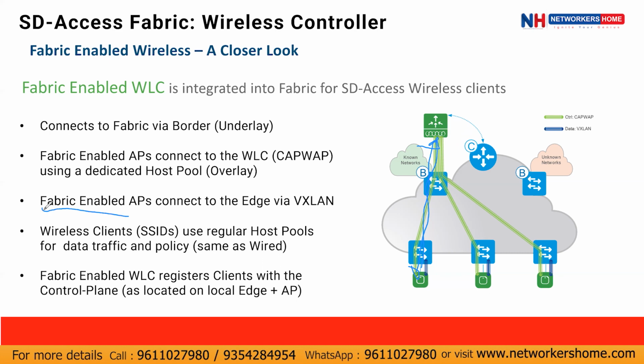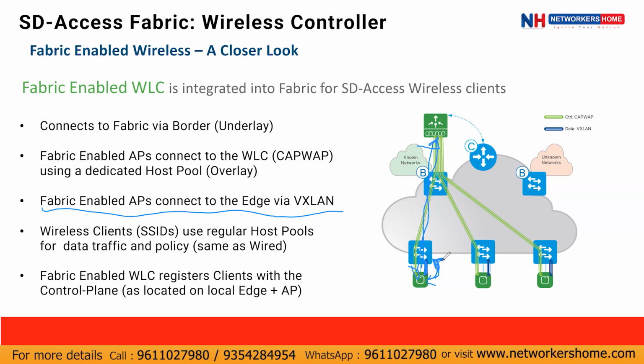Now, fabric enabled access points connect to the edge via VXLAN. So if you see, we have a VXLAN tunnel between the access points and the edge nodes. Today we will be concluding with the VXLAN and LISP part. So we will have a look there at how this looks.